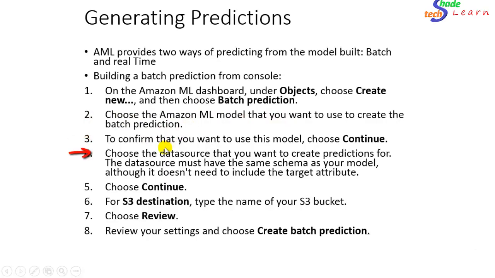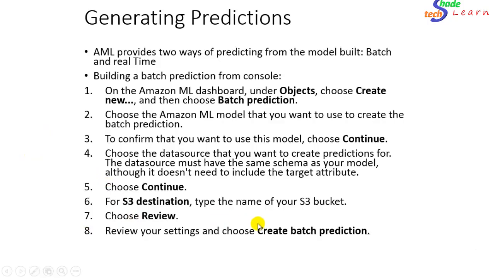Choose the data source that you want to create predictions for. The data source must have the same schema as your model, although it doesn't need to include the target variable. The fifth step is you choose continue. For S3 destination, type the name of your S3 bucket. We need the S3 destination because whatever predictions are created would be moved on to the S3 bucket, as you won't be able to view the batch predictions until the whole model finishes running. Once the settings are done, you need to choose review. Review your settings and choose create batch predictions.